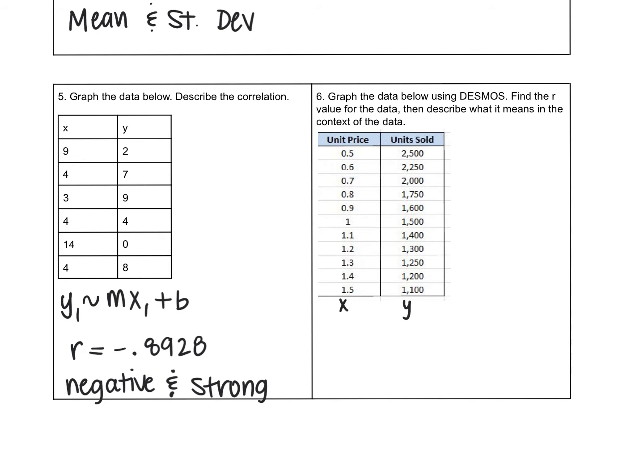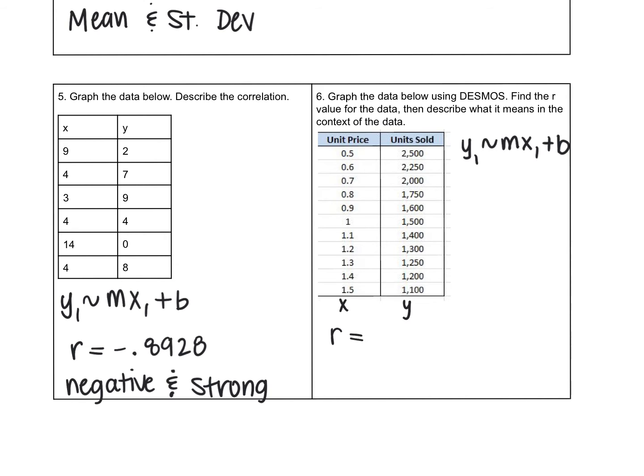And then our Y values are going to be our units sold. In order to see this graphed in Desmos, you are going to have to zoom out a bit to see all the points because our Y values are so large. But you're still going to type that same equation that we used on the previous problem, the y1 ~ mx1 + b, and we're going to still look for r.